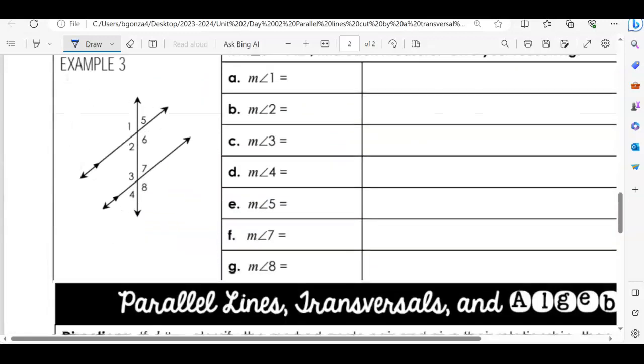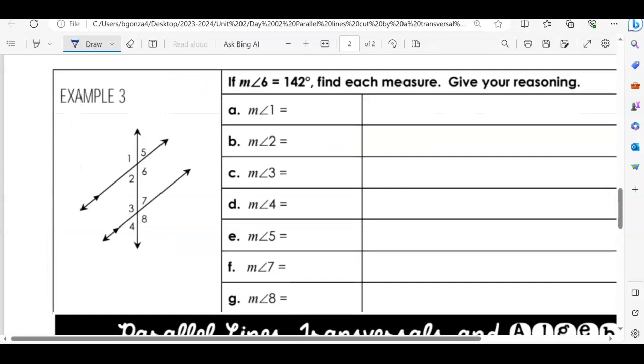All right, what'd y'all get for this? So did you label 142 right here? And did you zigzag? So 142 is going to be right here. Those are vertical angles. 142 is going to be here because 6 and 3 are alternate interior. And then 8 is 142 because 6 and 8 are corresponding, right?